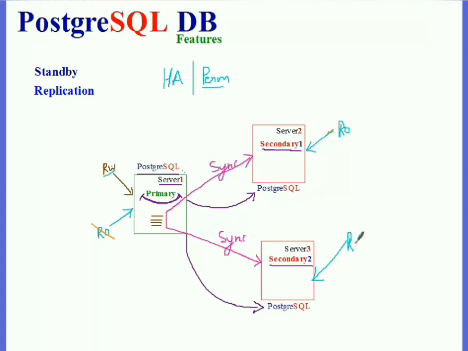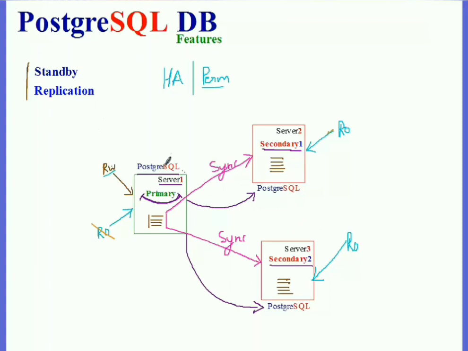Any change that is going to take place on primary will be shipped and will be applied on secondaries. Write operation can be done only on primary, so the changes happening on primary will be shipped and applied to all available secondaries. We'll not go for too many, but anyway, we can have as many secondaries as we need depending on our requirement. So this is about replication and standby.